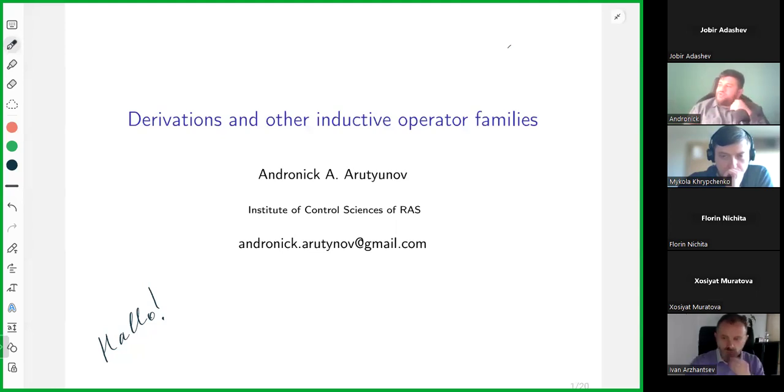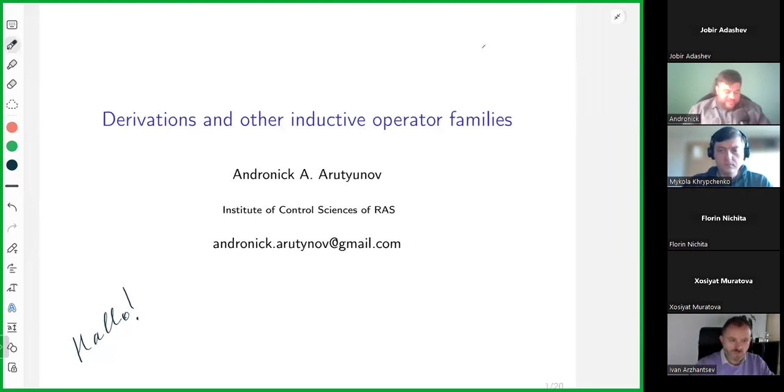I am going to talk about derivations in group algebras first of all, and about an approach to how to calculate derivations and other similar families of operators. First of all, if you have any questions, you can, of course, ask at any moment, or you can write to the chat. I see it on my second monitor.